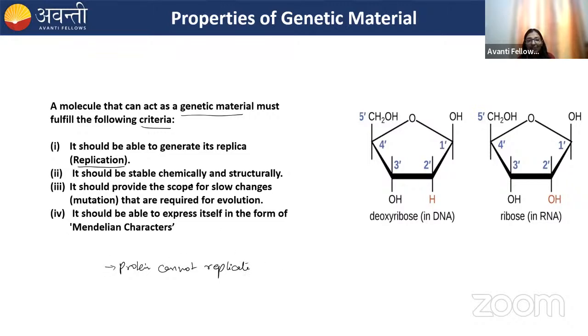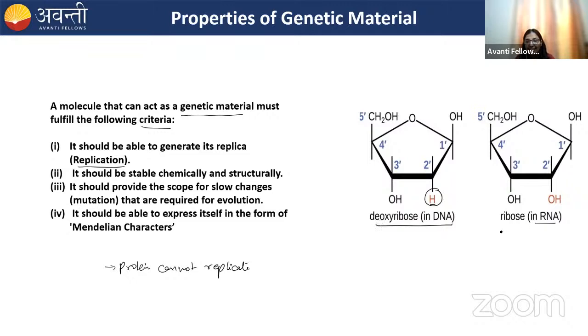Second, it should be stable chemically and structurally. We know that RNA is less stable as compared to DNA. Why? Because DNA is double-stranded. Second, DNA has deoxyribose sugar. You can see in this image at the second carbon of the sugar, there's a hydrogen present in case of DNA. That is why we call it a deoxyribose sugar.